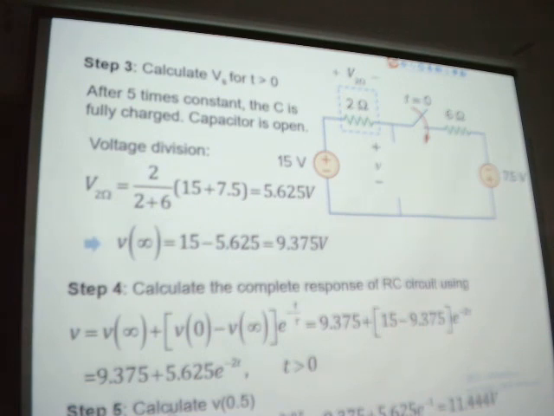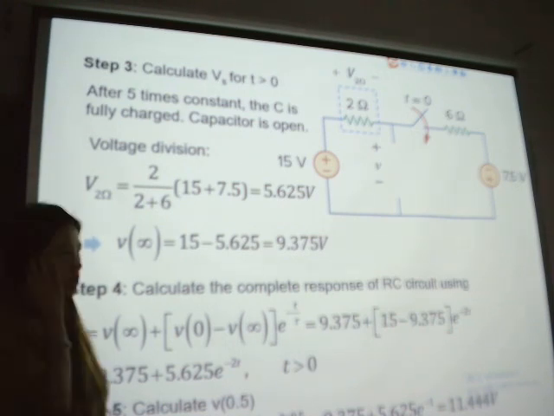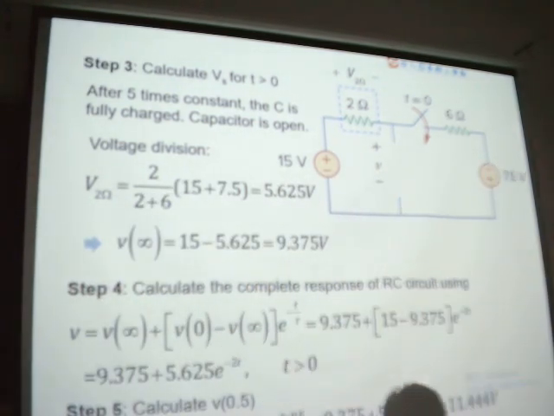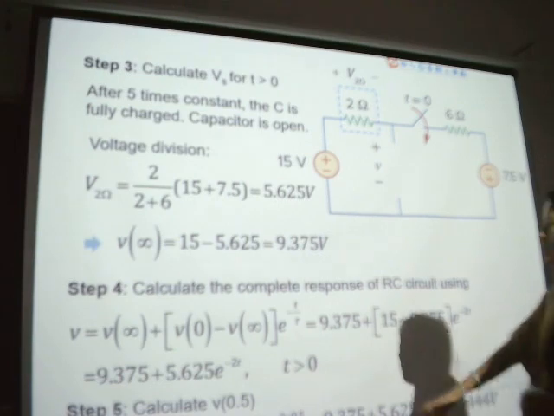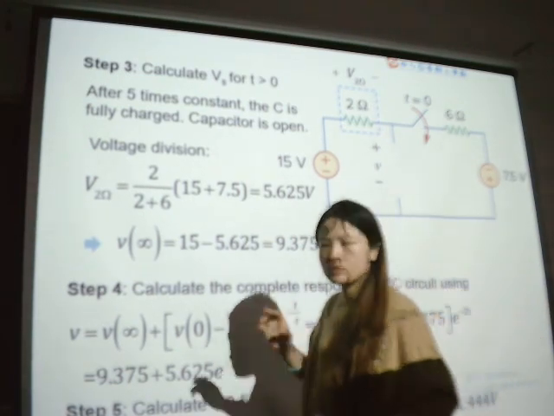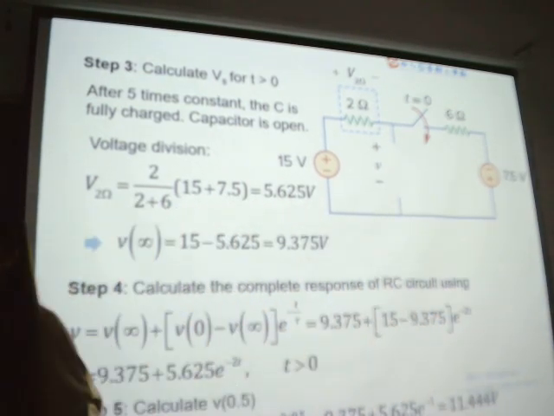So step 5, calculate v(0.5), because the question is asking us to find v(0.5). That means our t is equal to 0.5. So we just put 0.5 inside our complete response, because the complete response is a function of t. So we can easily get the value with our calculator.